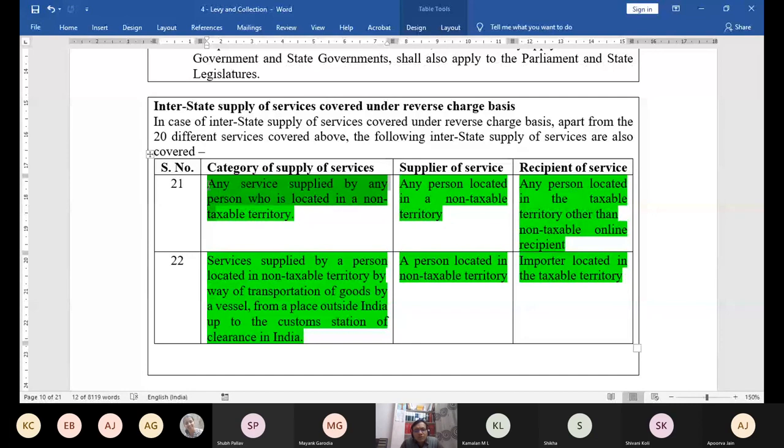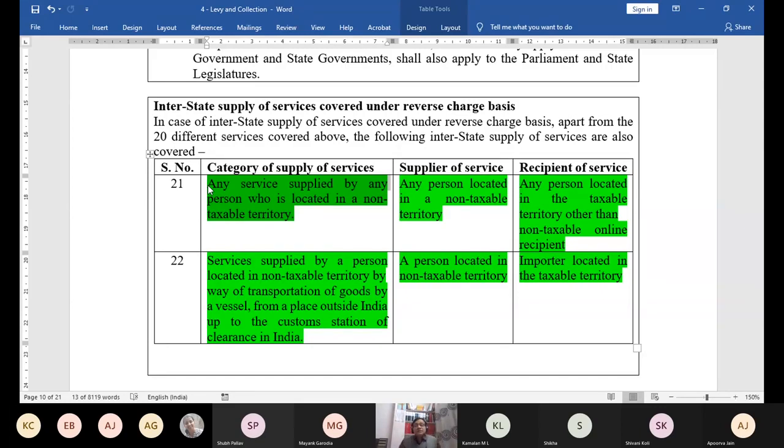Now, can you tell me what is non-taxable territory? Outside India. That means I'm availing these services from a foreign country. Maybe I'm availing these services from an engineer who is in USA. So I'm in Delhi, the recipient, or for example, X Limited is in Delhi, and X Limited is availing the services of a consultant who is in USA. So the supplier is in USA.